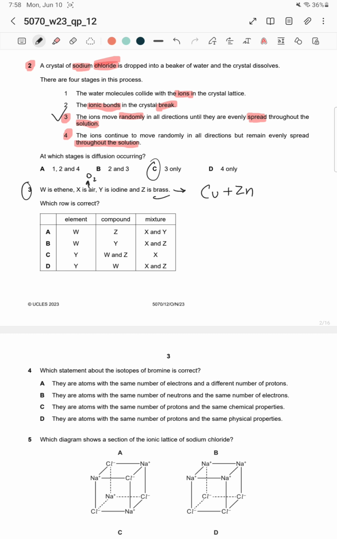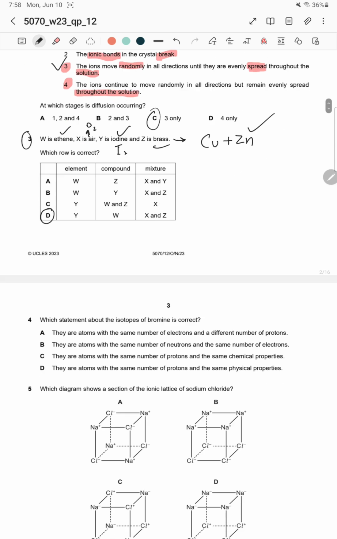So look at the option D here. Element is Y and Y is iodine, I2. Compound is W, that is ethene. It has fixed melting and boiling point. Mixture is X and Z. Air is a mixture of gases, Z is the mixture of copper and zinc.